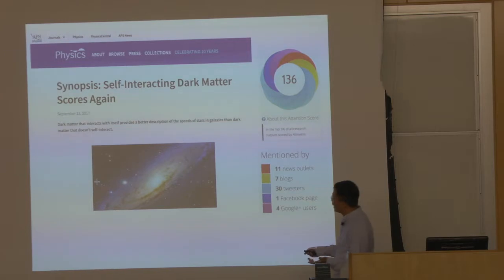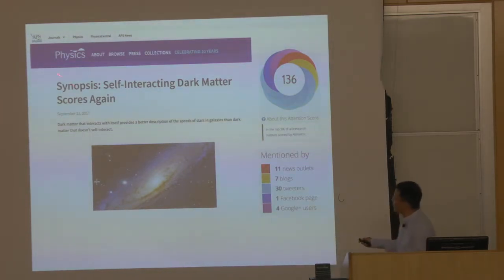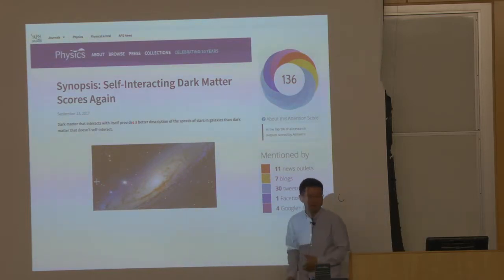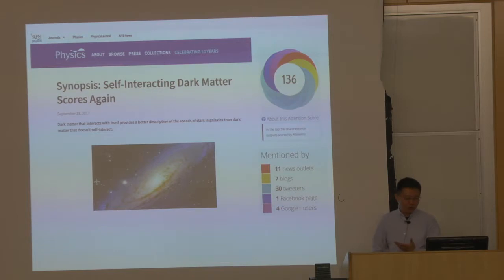Right. So this PRL paper was actually highlighted by APS, American Physical Society Science. The editor came up with a very nice title called "Self-Interacting Dark Matter Scores Again." You may wonder why this "again" is here. Okay, I'll explain why. And if you look at the web page now, there's something called the attention score, which means how many social media outlets cover your story. Pretty good. There are 11 news outlets, and it's in the top 5%.